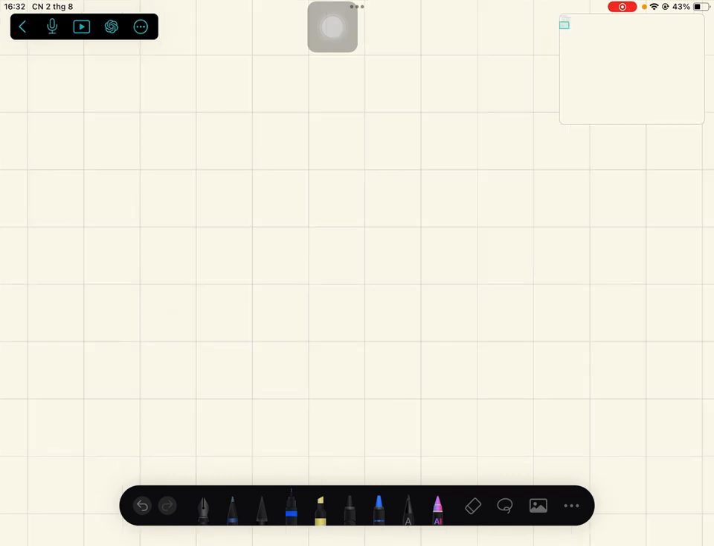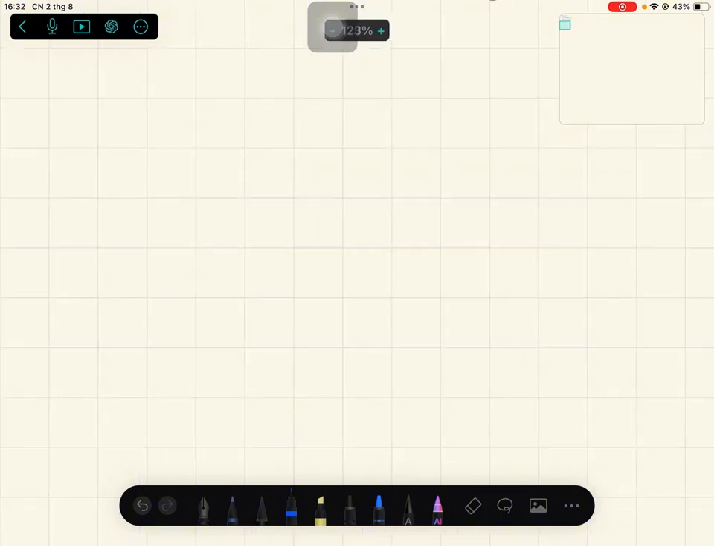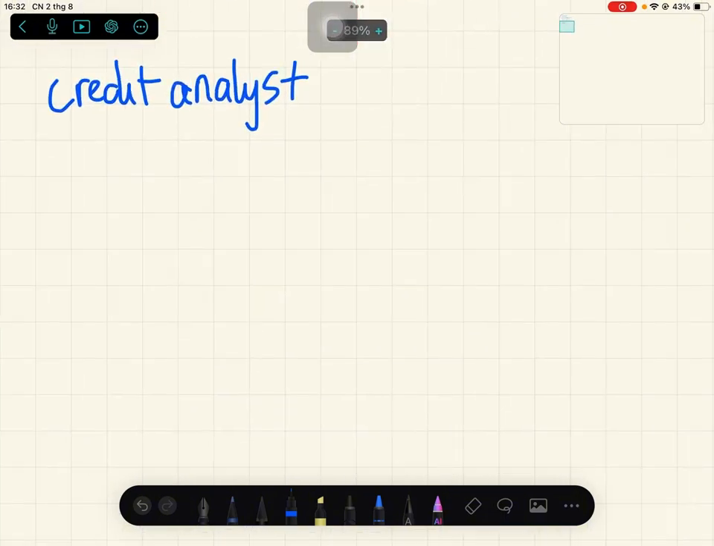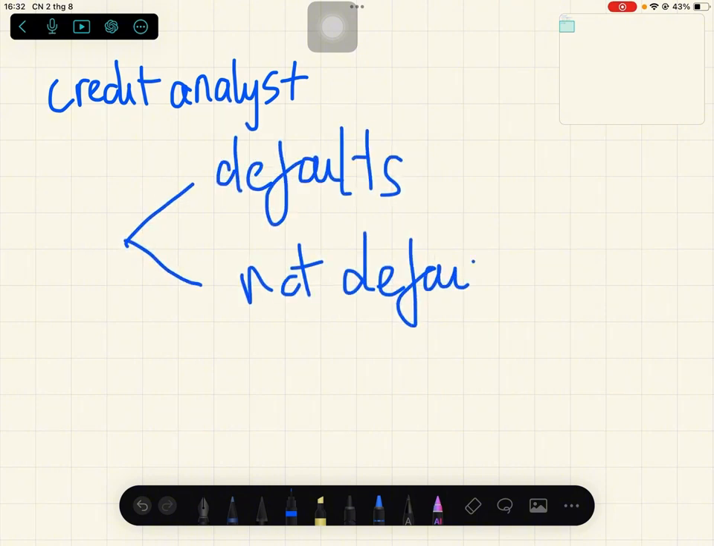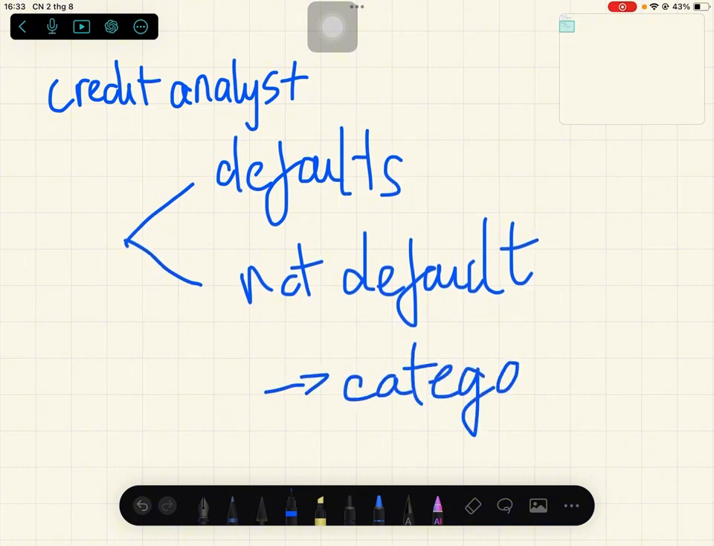So let's begin with the problem. Suppose you are a credit analyst. You want to predict whether a company will default on its debt over the next year. There are only two possible outcomes. Either the company defaults or it doesn't. There isn't a value of 0.43 defaults. The outcome is categorical.